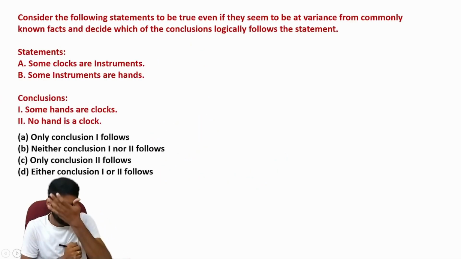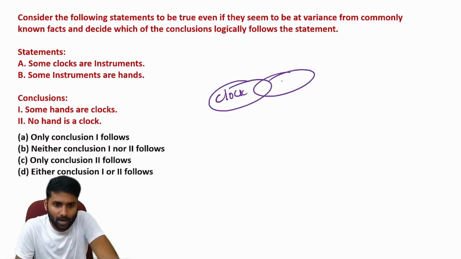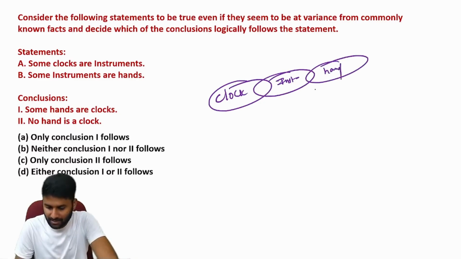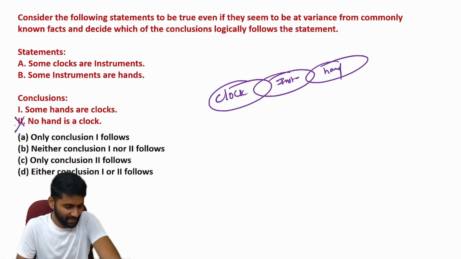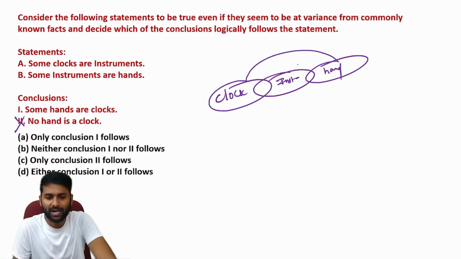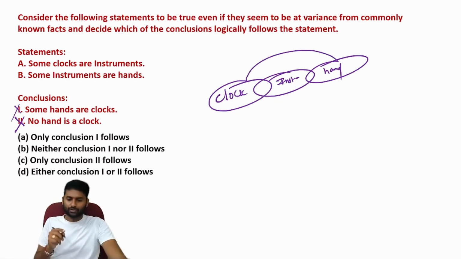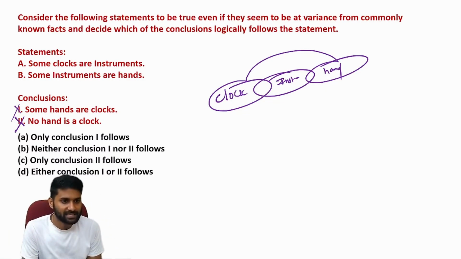Next, the question is from syllogism. Some clocks are instruments, some instruments are hands. Guys, I told you many times, if both statements are positive, you never conclude a negative, so you can directly eliminate the second one. Some hands are clocks. If you observe, there is no direct relation in the picture, that's why one is also wrong. But before choosing neither nor, I told you many times, verify whether it follows the complementary pair concept or not. Let's check in this way.